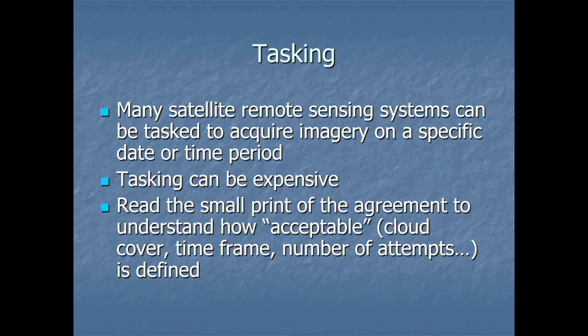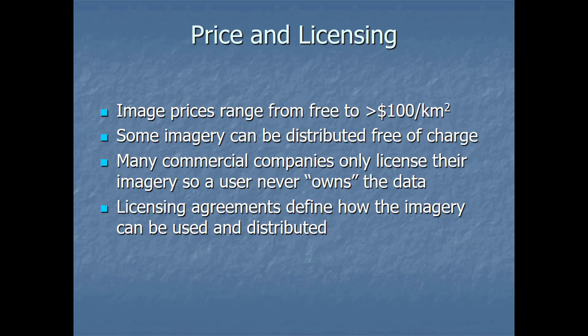With tasking, many satellite remote sensing systems can be tasked to acquire imagery on a specific date or time period. Tasking can be expensive, and this is higher-end GIS work. As an analyst, you want to make sure you read the small print of the agreement and understand what acceptable means. Factors that you would consider are percent cloud cover, time frame, number of attempts of sampling, etc.